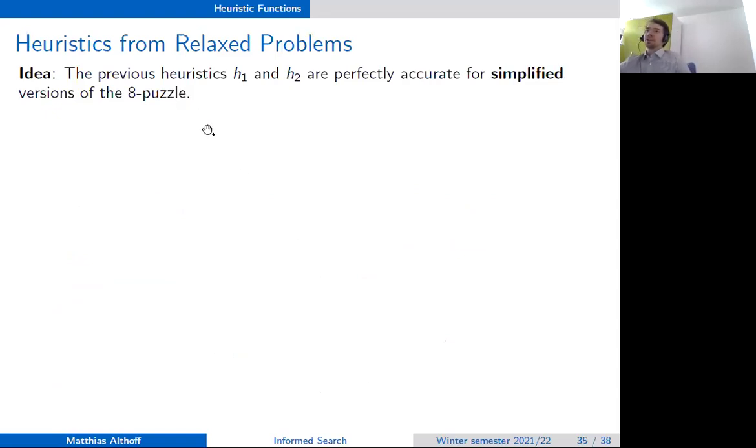Now let's talk about another option of finding a heuristic. Oh, no, sorry, I was one slide ahead. So what we have seen is that we have now come up with these heuristics H1 and H2. And the question now is, is there a way how we can systematically obtain these heuristics? In some cases, it might be really hard to find a good heuristic. And the idea is to come up with relaxed problems.